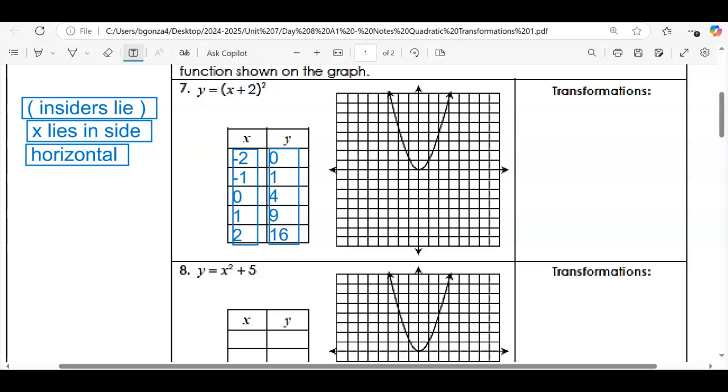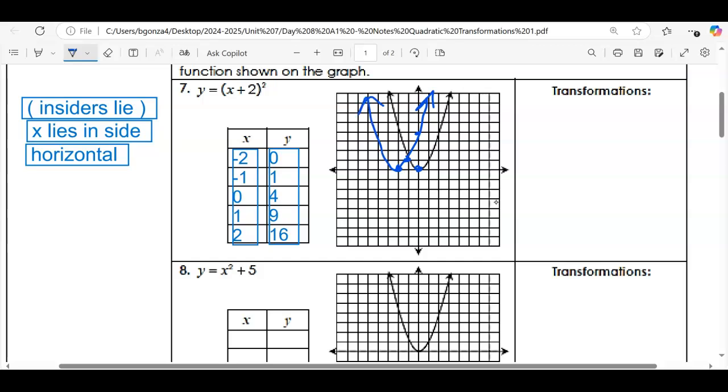So we said that it shifted 2 to the left. So I want you to sketch that, okay? Everyone, like this parabola, the vertex is here. I want you to move 2 to the left, put a point there at -2, 0. And then, -1, 1, 0, 4. Oh, my bad. -1, 1 is here. 0, 4 is up here.